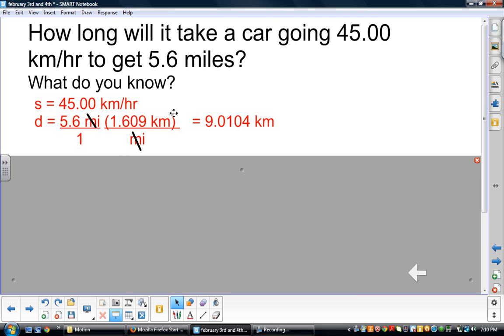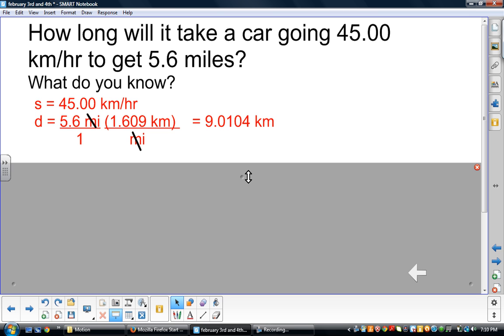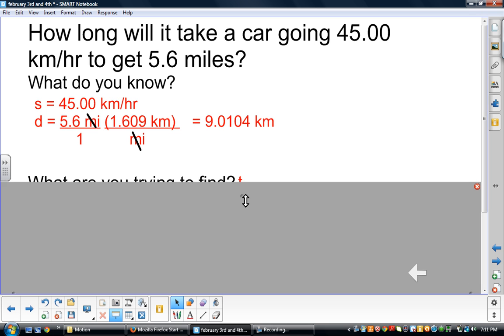We multiply it by our conversion factor. Again, this is not a conversion factor you have to have memorized. I would give you this one, and you get 9.0104 kilometers. Don't worry about sig figs yet. Just carry over a bunch of these digits, at least 3 or 4 of them, and we'll do sig figs at the end. If you try to do your rounding for your sig figs too early, you get what's called rounding error. It's better to carry numbers for right now.